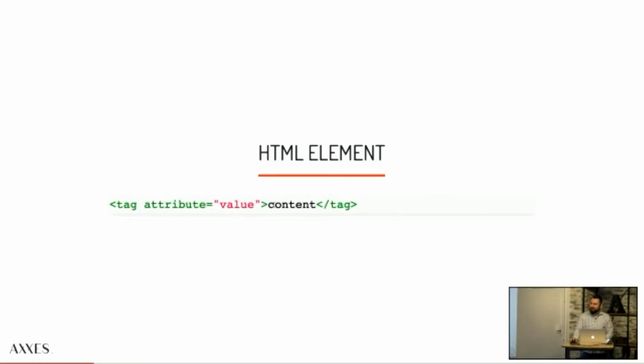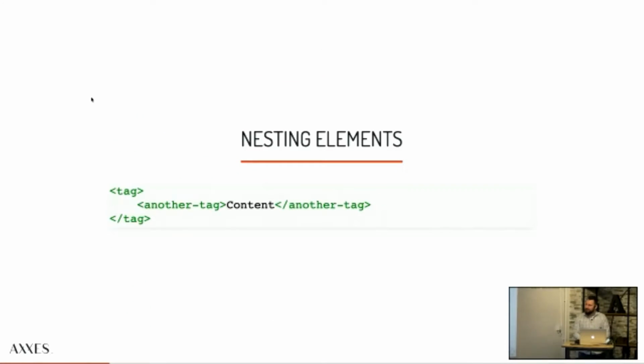Then you have the content. Everything between the tags is content, and this will be displayed on the web page itself. So if you put some text there, this will be visible if you open the web page. And then attributes, where you can set extra data. This will all be covered in the next few slides. Nesting elements: you can put different elements in each other. This way you get a structure, and this way you'll create a structured web page.